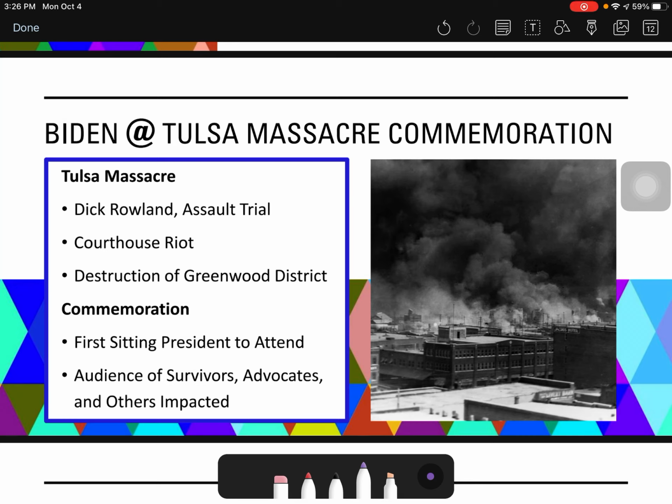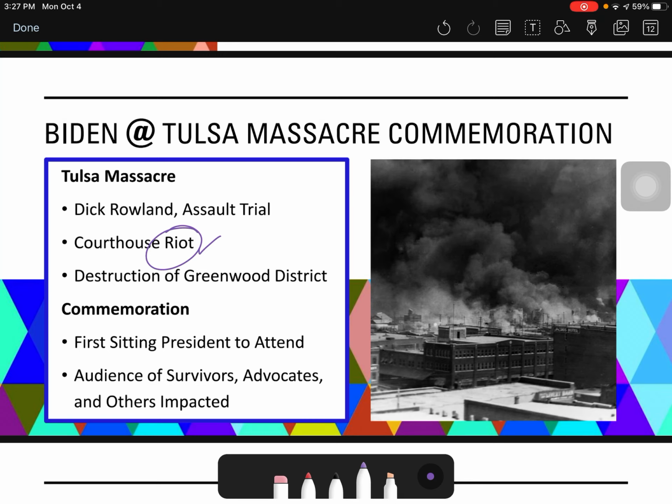So what happened is a group of white men decided that they were going to come to the courthouse, and essentially their plan was to kill and lynch Dick Rowland as he came out of the courthouse. However, there was a counter group of black men who were there to protect him. As you can imagine, that led to violence. There were gunshots. There were beatings between the two groups, but it was eventually resolved enough to kind of dissipate and move onward.